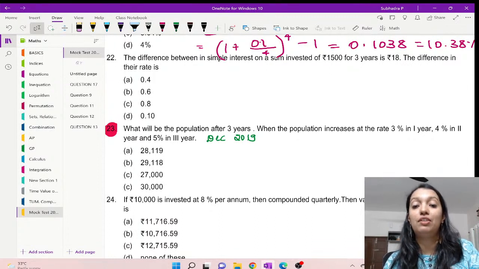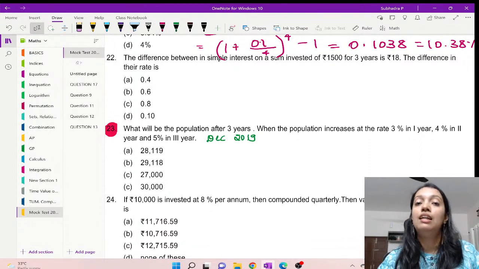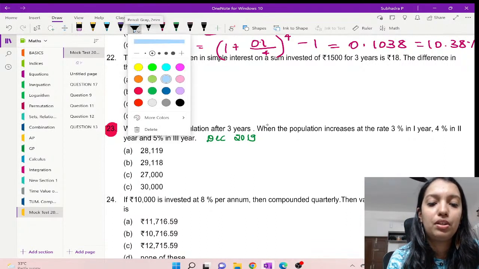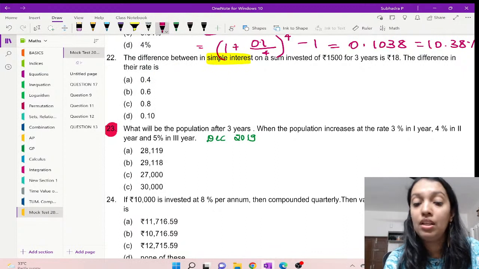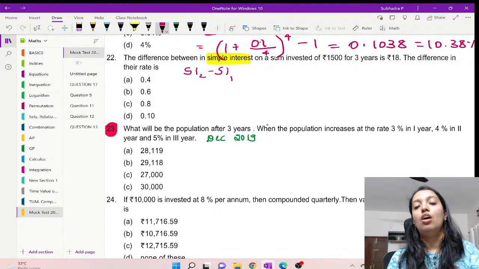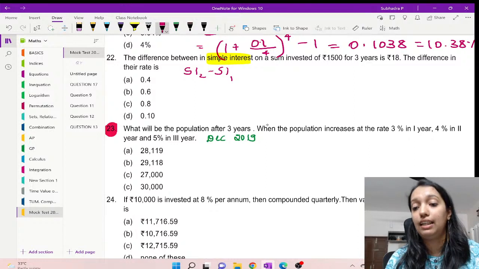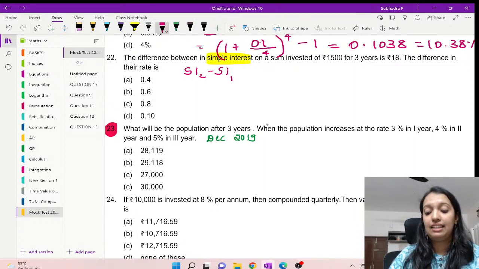The difference between simple interest. Now this is not compound interest and simple interest. What do you mean by difference between two simple interests? I have SI1, SI2 this time. The difference between two simple interests, I am writing as SI2 minus SI1. The difference on a sum invested of 1500 for 3 years is rupees 18. So difference in their rate is dash.